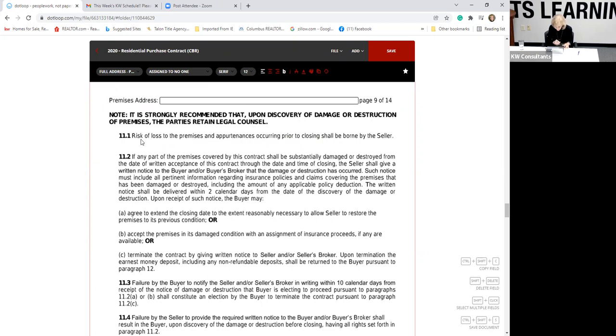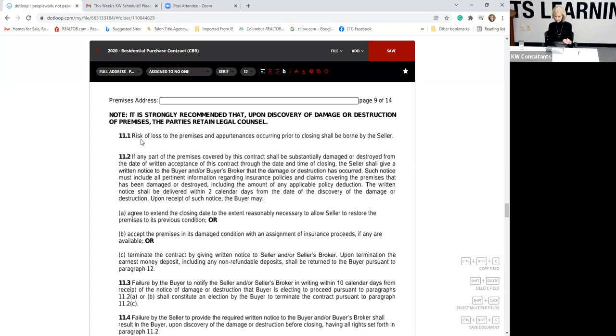11.1, risk of loss to the premises and appurtenances occurring prior to closing shall be borne by the seller. So what could happen here is, you put a property under contract, you're going to close in 30 days, and 2 weeks from now, they have a fire in the kitchen. And so they have to replace all of the cabinets, repaint, do whatever they have to do, and their insurance will take care of that.